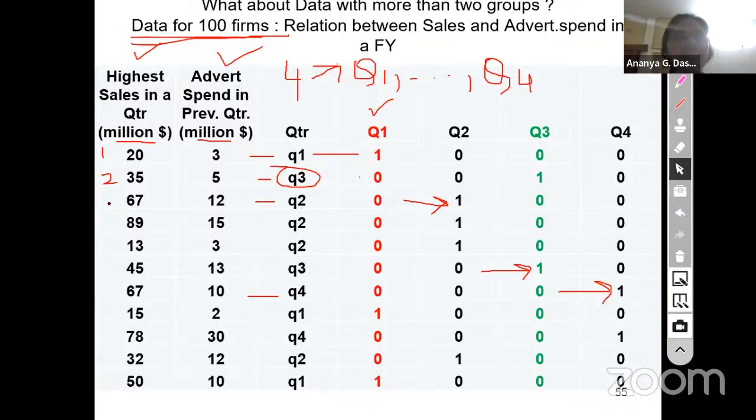Right, a panel and a time series are slightly different. If I have the time at the end, we can come to that.